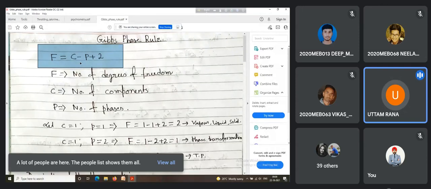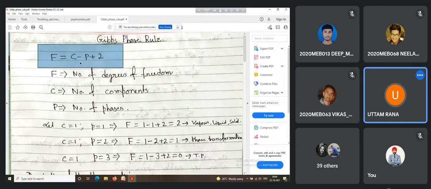the different types of chemical species which are present in the system. And what does P stand for? P stands for the number of phases. So how many different phases can a system exist in?